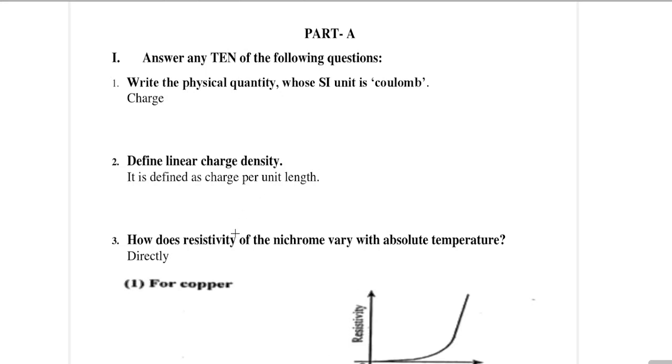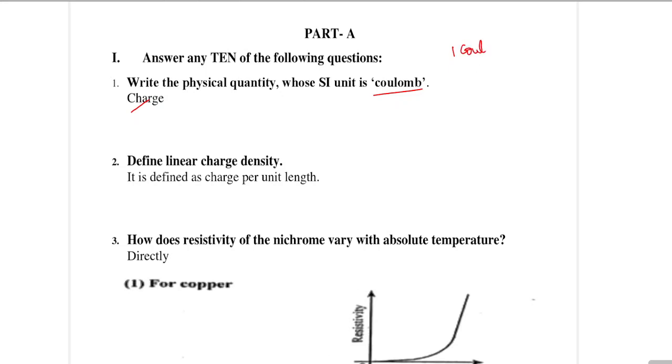Question 1 says, write the physical quantity whose SI unit is coulomb. The answer is straightforward, it is charge. Now here, a question could be asked the other way around also. The question could be to define what is 1 coulomb.